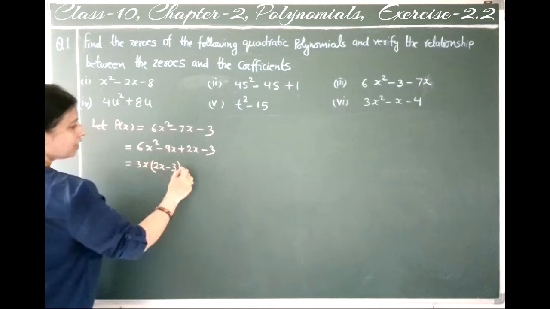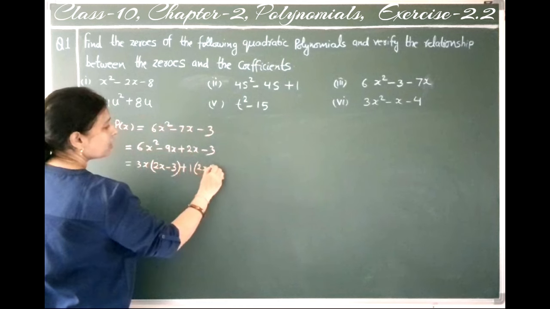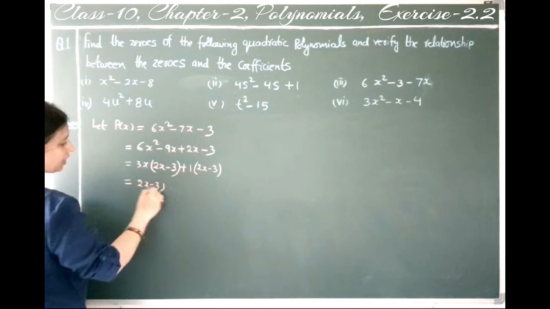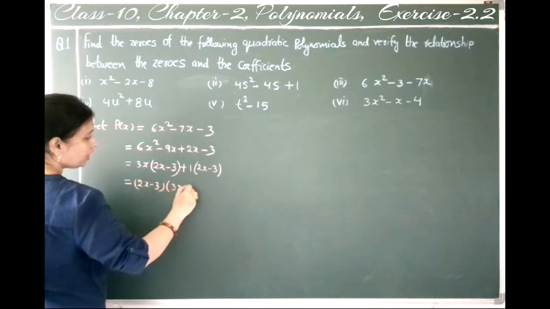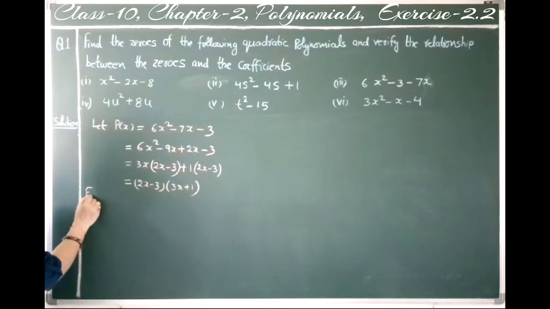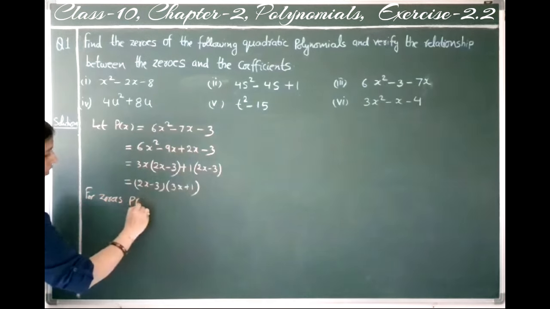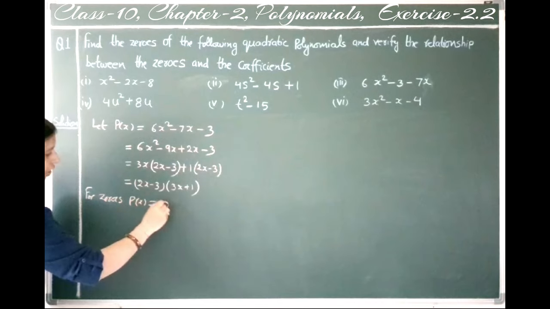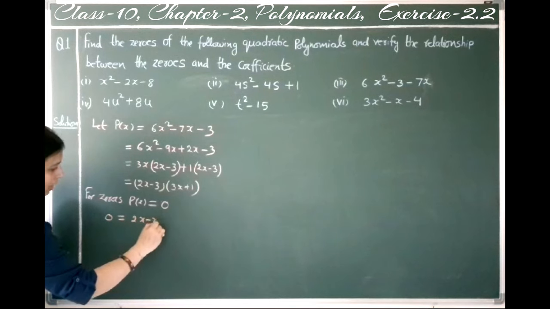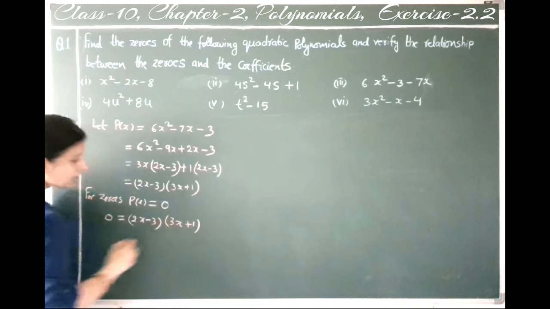3 times 3 is 9. Then take common 1. So it will be 2x minus 3. Now we have two factors: 2x minus 3 into 3x plus 1. And for zeros, px is equal to 0. For zeros, px should be 0. So we can write 0 is equal to 2x minus 3 into 3x plus 1.